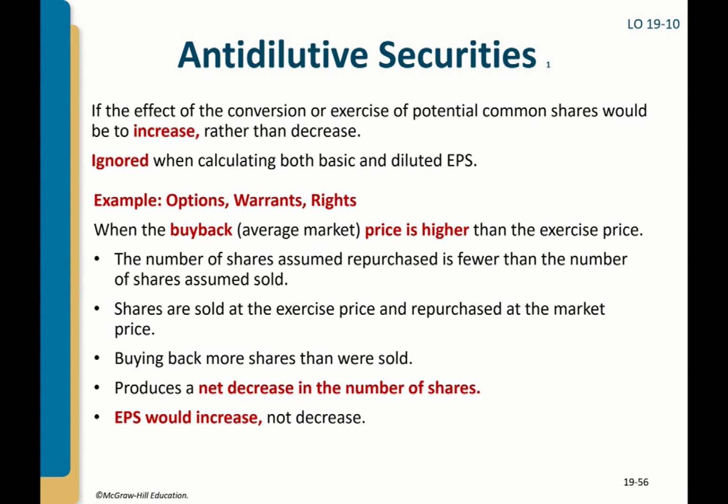When the buyback price is higher than the exercise price, the number of shares assumed repurchased is fewer than the number of shares assumed sold. Shares are sold at the exercise price and repurchased at the market price. Buying back more shares than were sold produces a net decrease in the number of shares, so EPS would increase, not decrease.